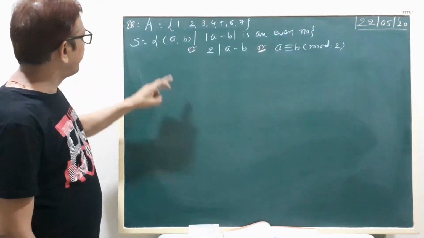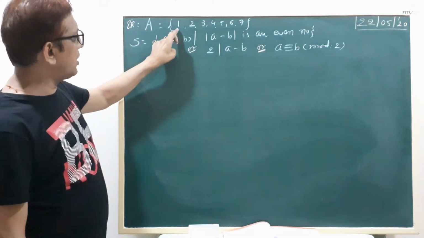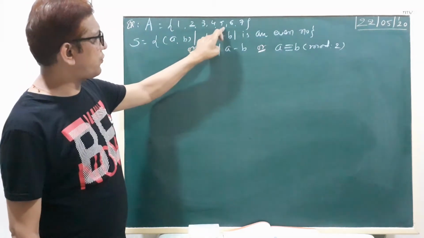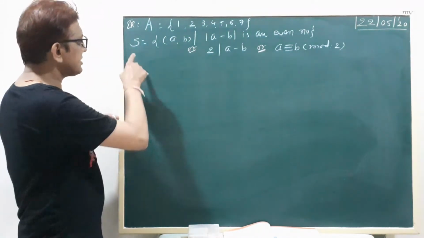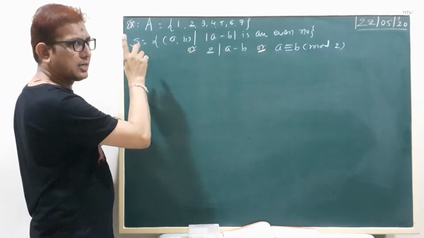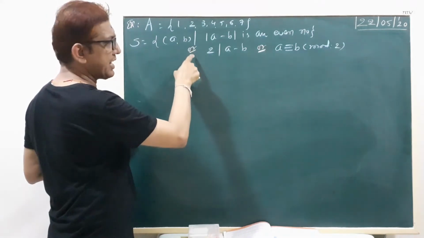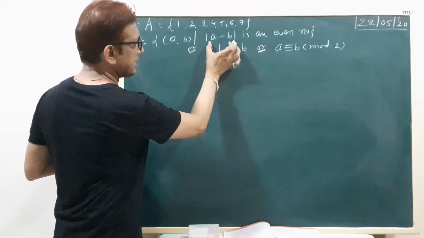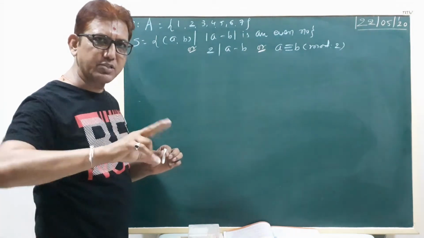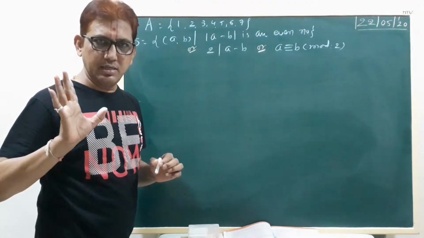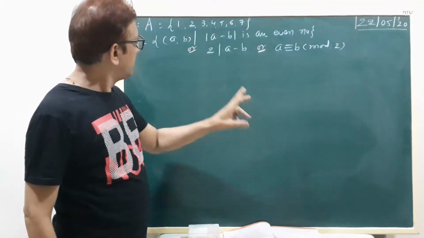Look here. One example: A equal to {1, 2, 3, 4, 5, 6, 7}. Our question: relation S is equal to {(a, b) such that modulus of a minus b is an even number}. That means you can subtract a minus b or b minus a, anyone.